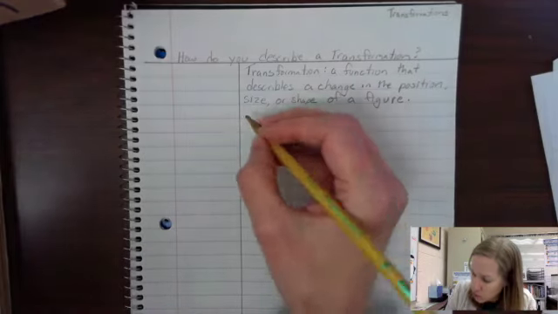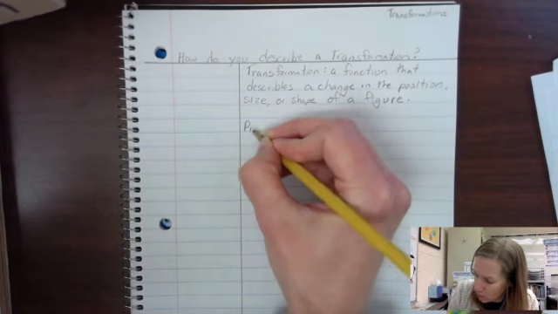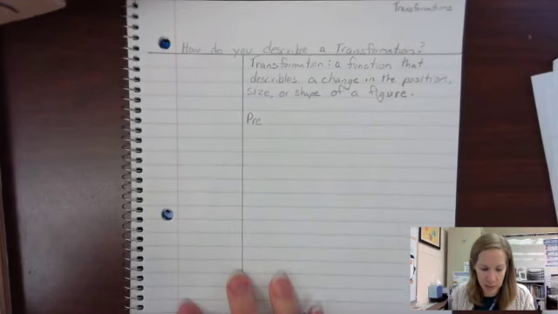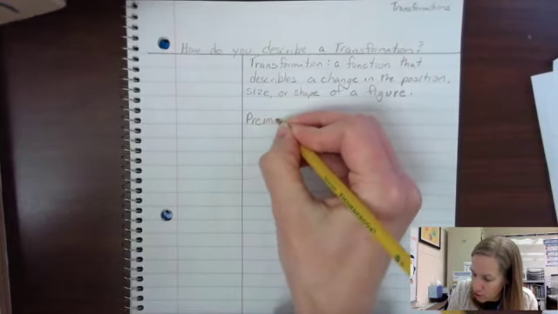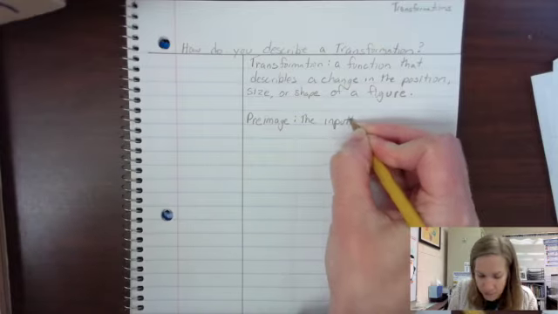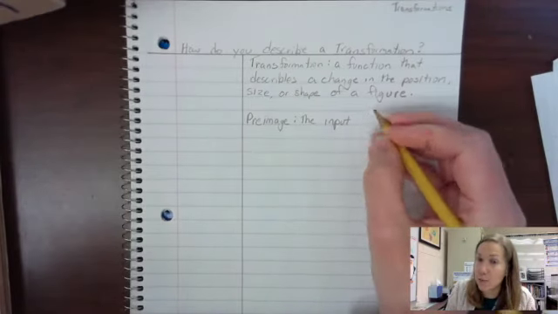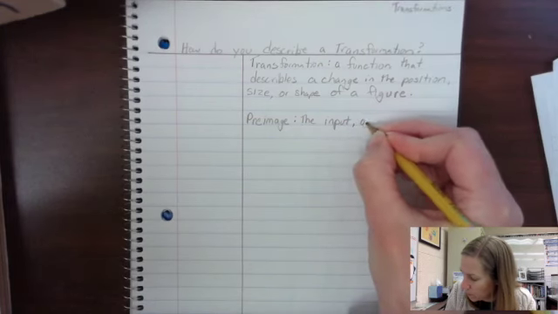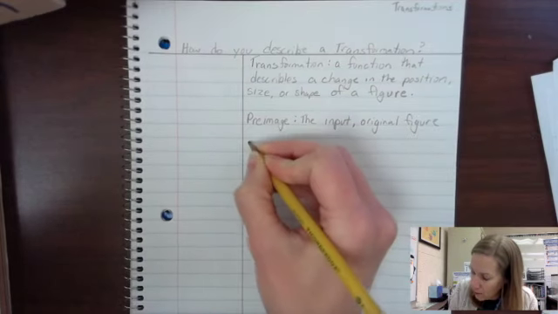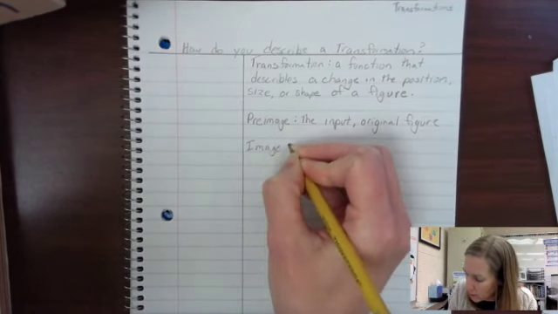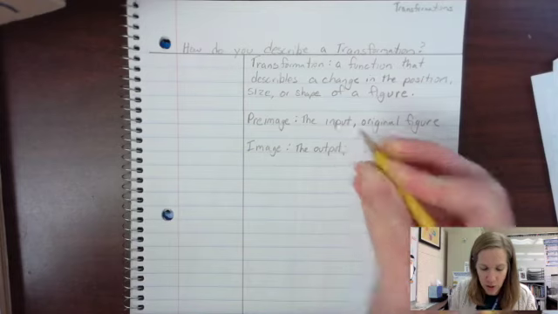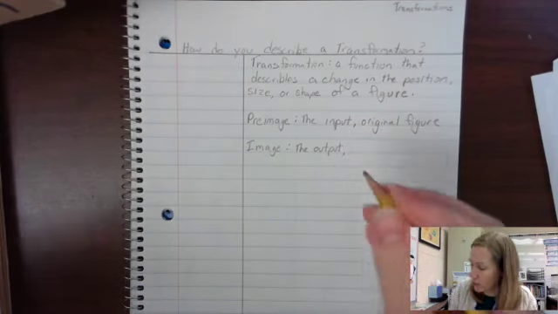Okay. So these are two definitions that you need to be familiar with and start using them regularly when describing transformations. So we have pre-image, the input to the function, or also known as the original figure. And then you have the image. That's the output from the function, or the figure after it has been changed.